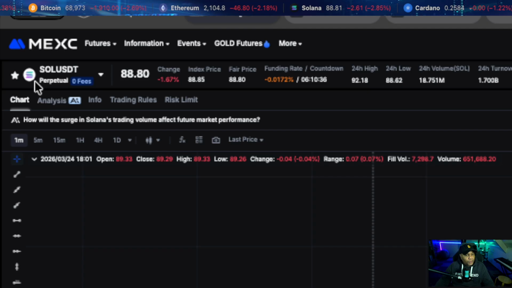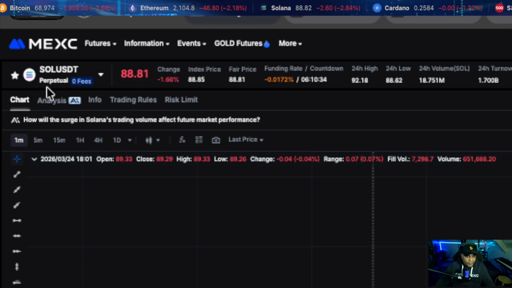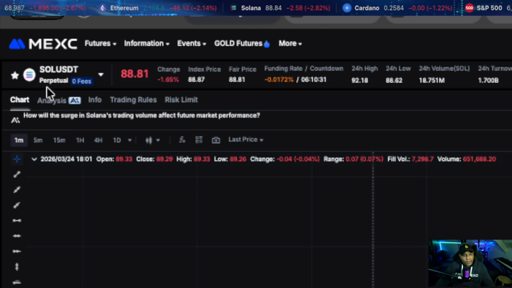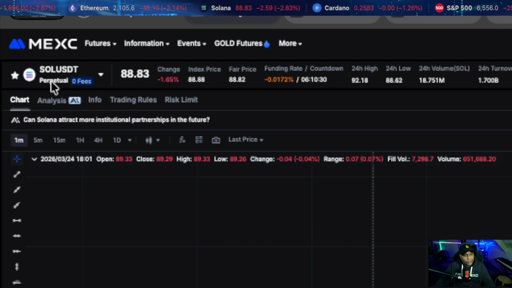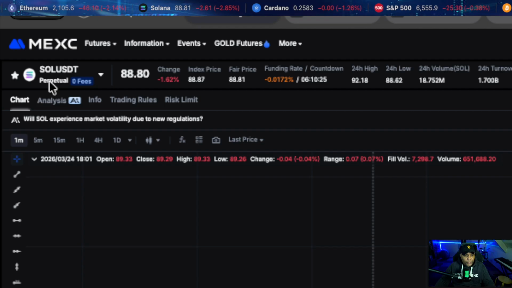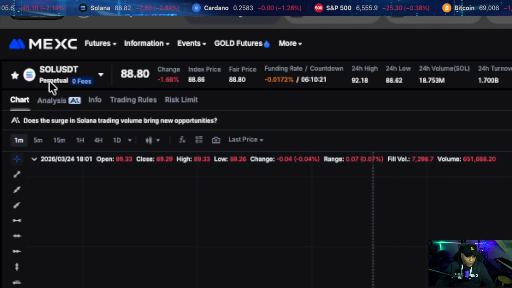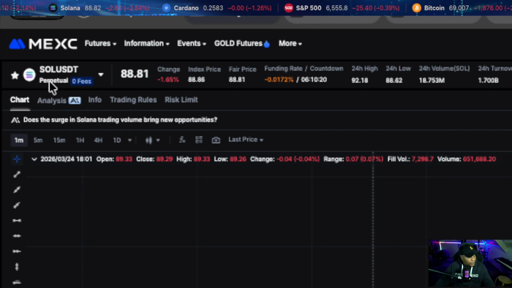Here we have the crypto trading pair Solana USDT. At this moment they have a bargain where you can trade it for 0 fees, and they have several other crypto pairs that you can trade for 0 fees at the moment, but most of the time they have the Solana USDT trading pair for 0 fees, so that's why I like to trade it.